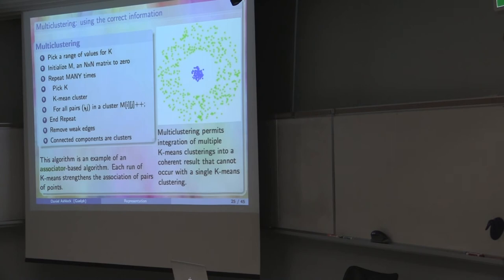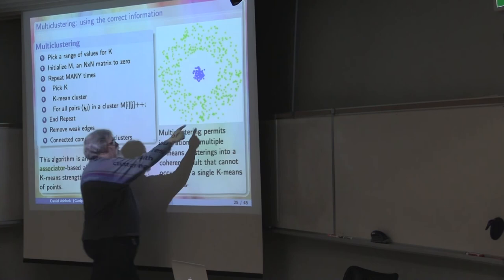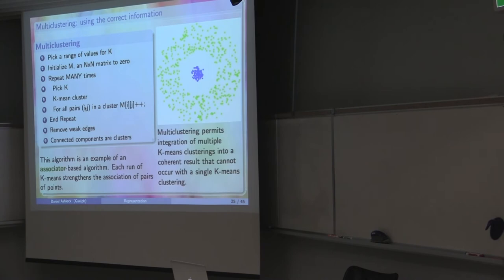Then I'm done. I remove weak edges. I haven't told you what weak means. And the connected components are the clusters. So what happens is this is connected to that, to that, to that, all the way around. None of those are connected to any of those. But I'm looking at the transitive closure, viewing this thing as a combinatorial graph. And it actually gets the non-convex object correct.